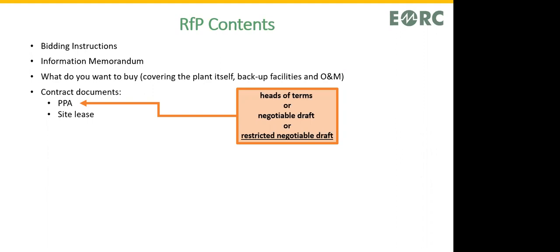On the PPA, we've seen examples of just heads of terms being included. We've seen examples of a negotiable draft. So this is what we think it should look like, but we're open to offers from our bidders, or a restricted negotiable draft, which we term as, this is what we say it's going to be. This is what our PPA looks like. You're free in your reply to us in the bid to mark it up and say that you want to negotiate this clause and how you want to change it. And when we come to the negotiation, the only clauses that we will look at will be those that you have marked up. And if you try to negotiate anything else, then we will be off to the second bidder.